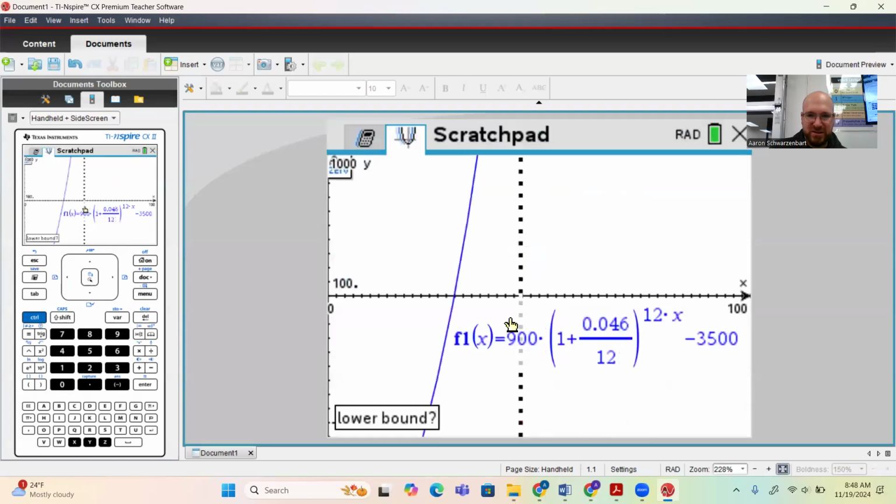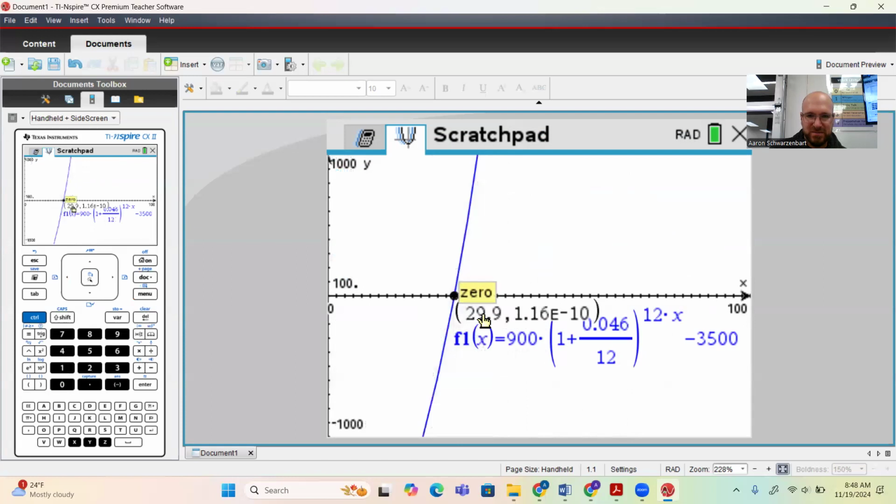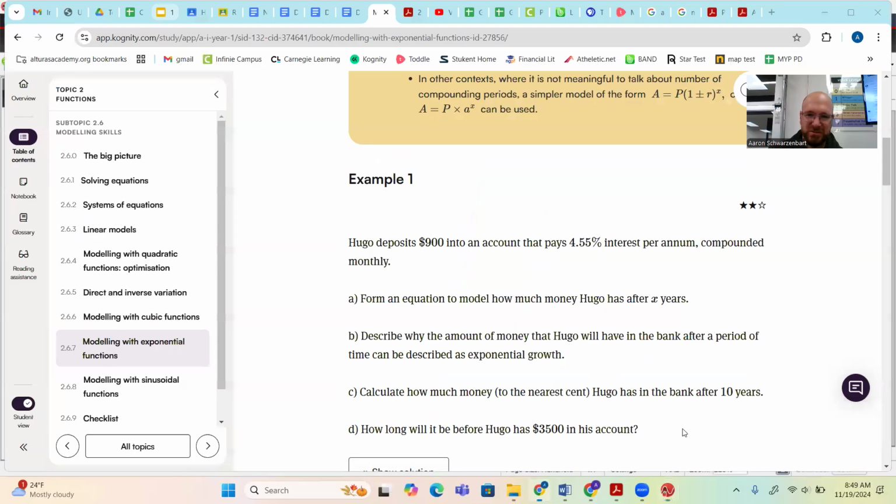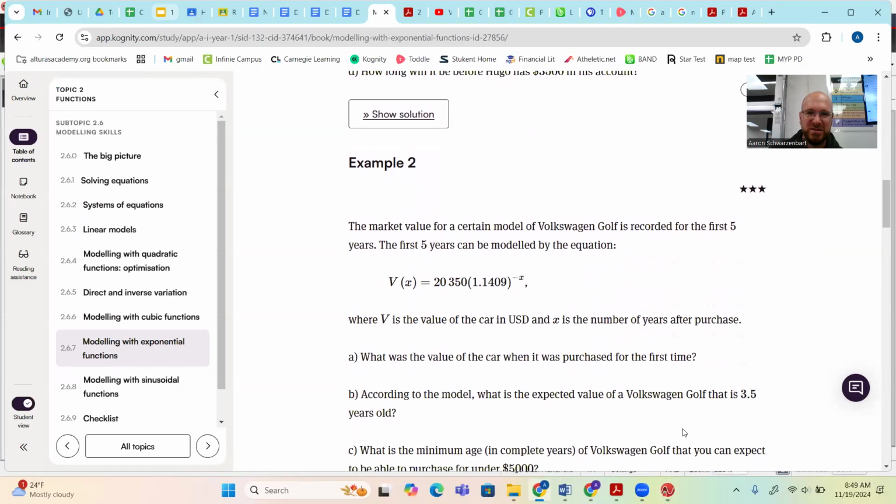I need to find my zero. Looks like 29.9 years, so 29 years and 11 months. You'll get there. Not very quickly, but $900 did turn into 3,500. That's probably better than inflation.